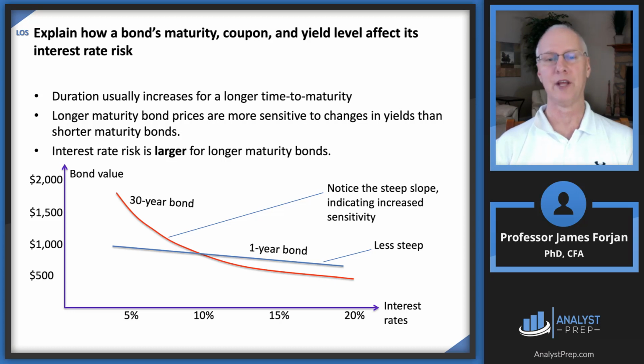So if you own that 30-year bond and the yield goes up, you're going to lose a lot more in terms of price. So we say that interest rate risk is larger for longer maturity bonds. And so here's the conclusion: duration is the measure of interest rate risk. So bonds that have longer durations have higher interest rate risks.